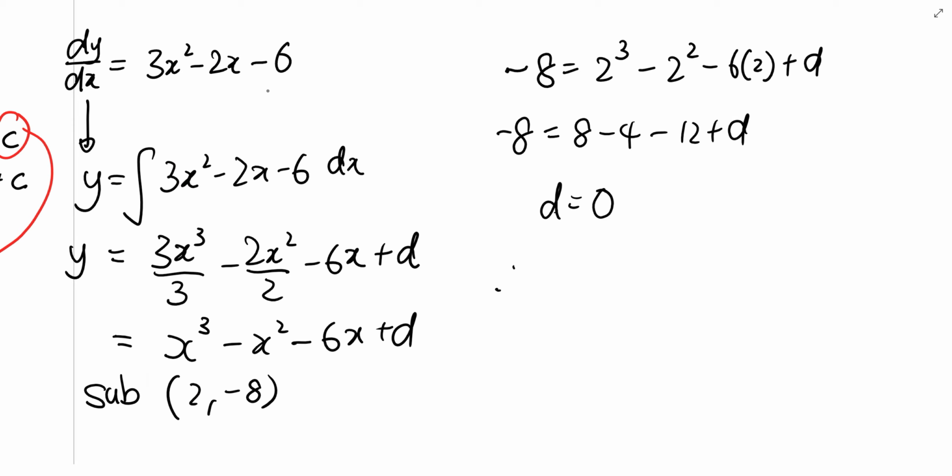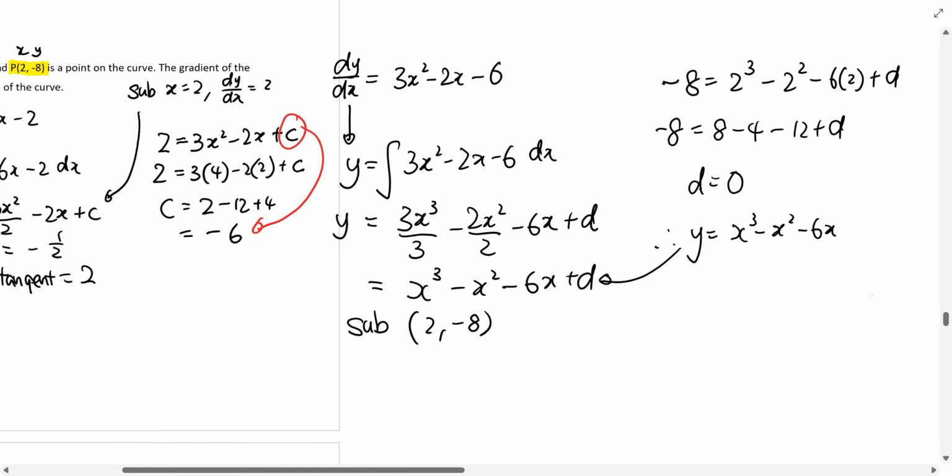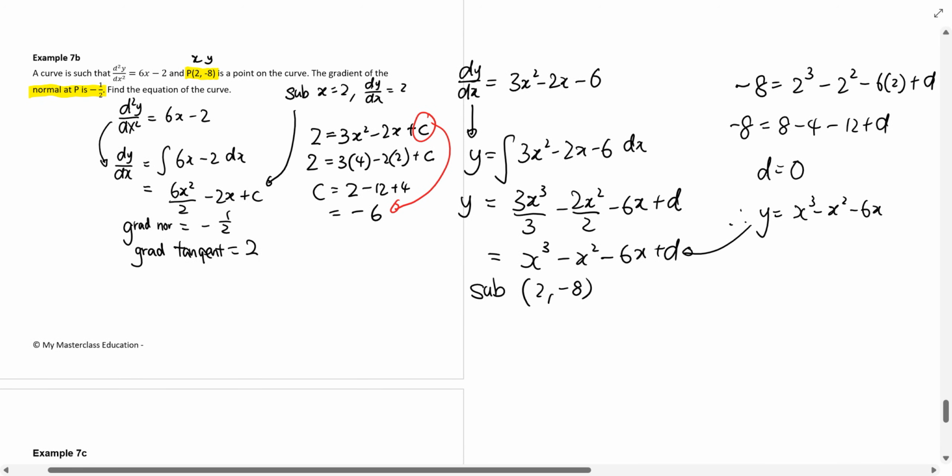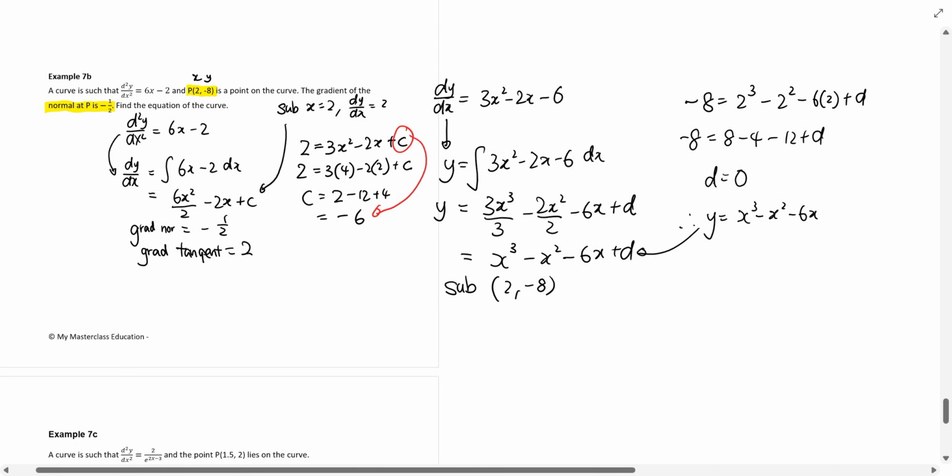Therefore the equation of the curve is y equals, where is the y? This one, x cubed minus x squared minus 6x. And that is how you do a question that starts with d2y/dx squared. You need to integrate 2 times to get y, but each time you integrate, there is a plus c or plus d arbitrary constant behind. Use the information from the question to find your constants each time first before you integrate it again.